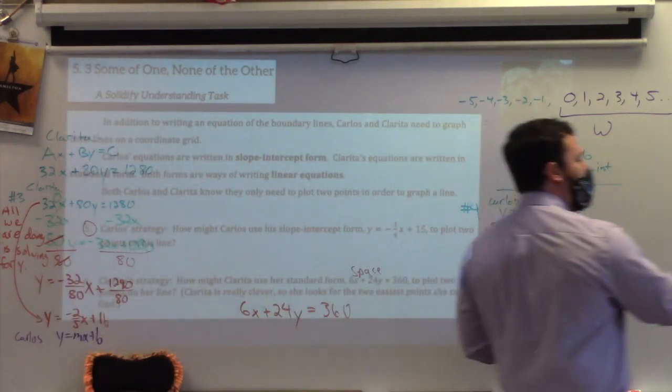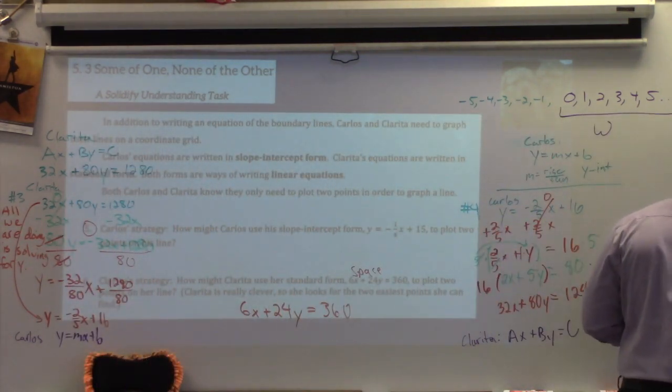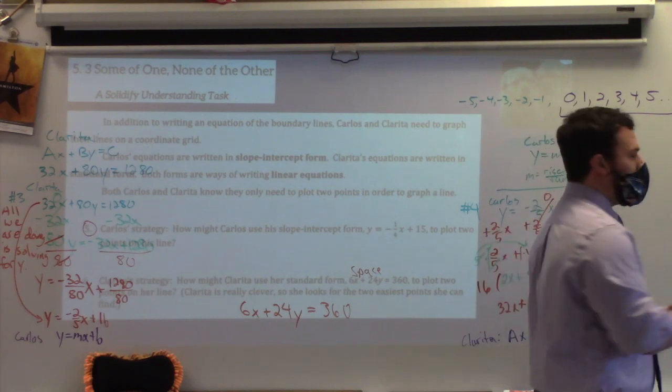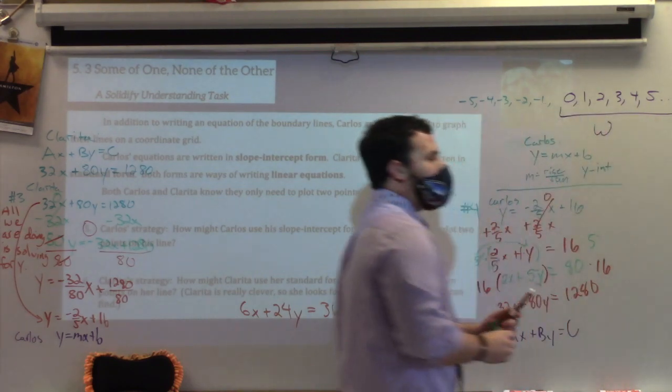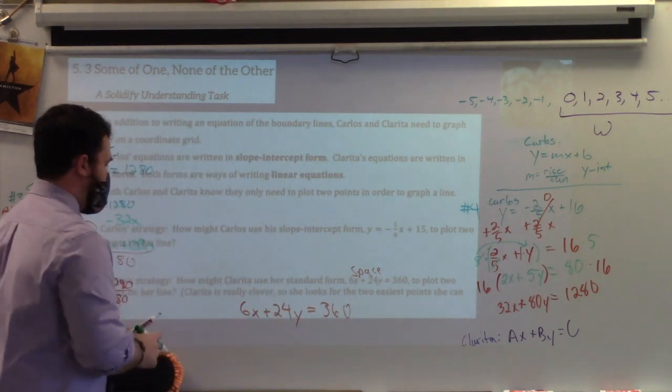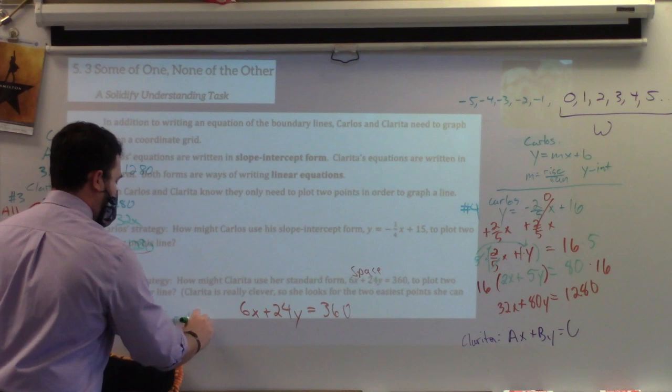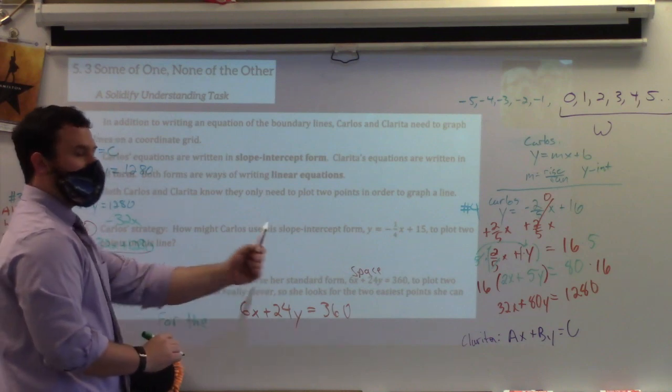So if I'm looking at an x-intercept on the x-axis, it says 5, what is my y value? 0. Could you add 24y and 6? No, no, they're different variables.